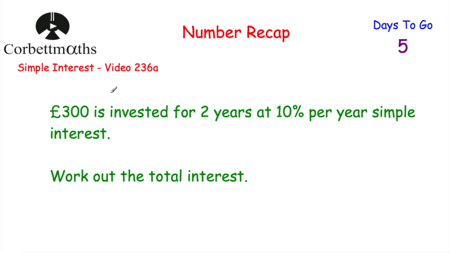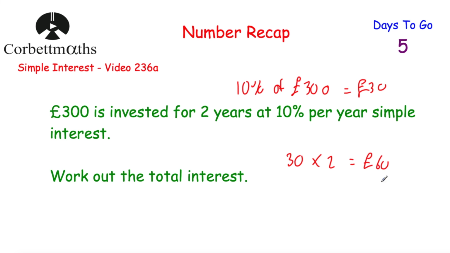So simple interest is where the interest stays the same every single year. So if we had the question said £300 is invested for 2 years at 10% per year simple interest, what that means is that 10% of £300 is added every single year. So if we work out 10% of £300 is equal to £30. So that means that every single year £30 interest is earned. So over 2 years you would just take your £30 and multiply that by 2, and that's equal to £60. So how much interest is earned? £60. If it was 3 years it'd be £90. If it was 4 years it'd be £120, and so on.